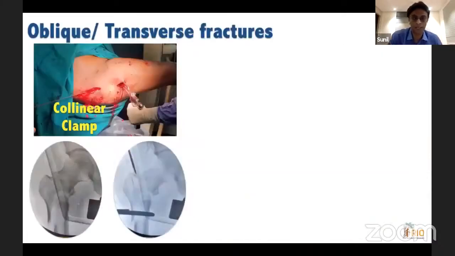So collinear clamp is also another great tool if you want to use it. I prefer them for certain spiral fractures and also some long oblique fractures. If you have access to a collinear clamp, the advantage is that it can be used through a very small incision. Sometimes you are going to use a pointed clamp or even the serrated bone clamp, and it can be difficult to place them through a small incision, whereas the collinear clamp can be placed very effectively through a small incision. So it does work well.